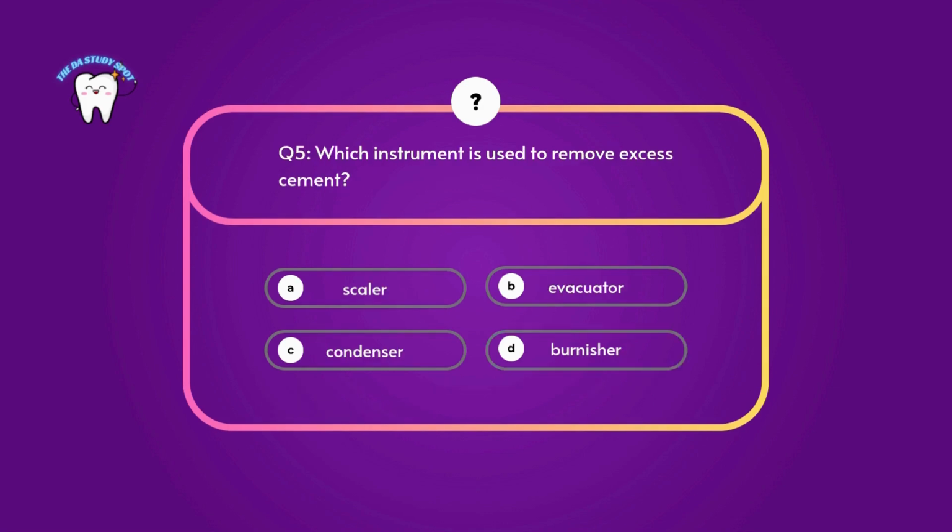Question 5. Which instrument is used to remove excess cement? A. Scaler, B. Evacuator, C. Condenser, D. Burnisher.